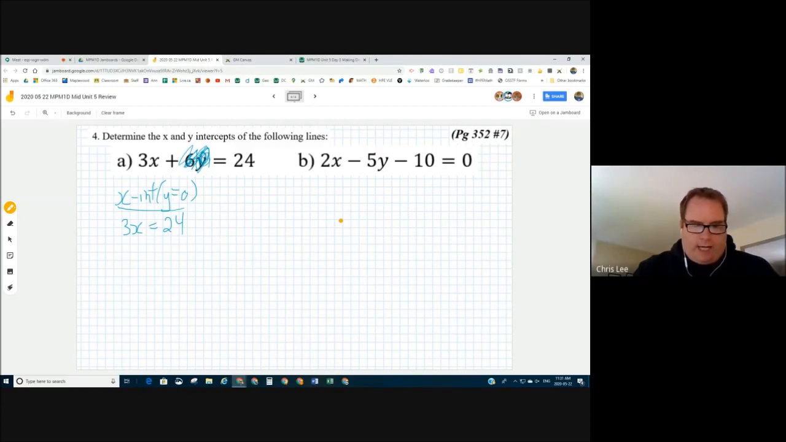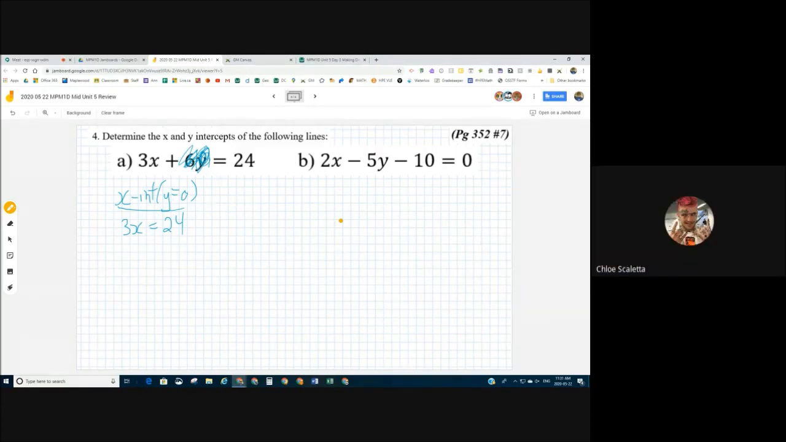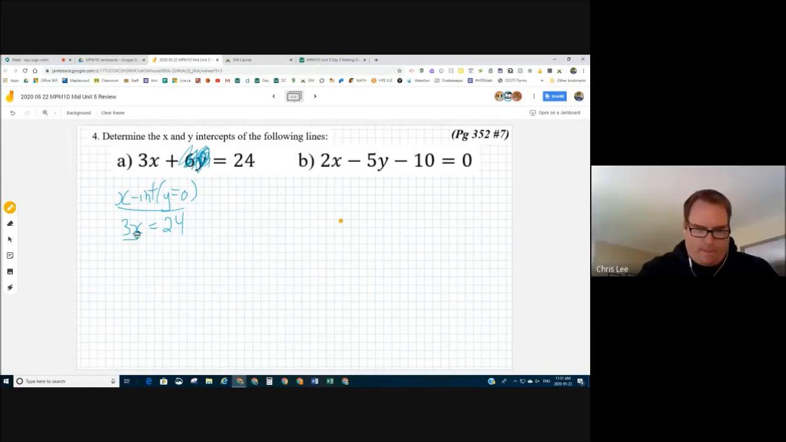And so if I wanted to actually do this, then what's my next step? You then divide by 3. Excellent. And x equals 8. That means the x-intercept is 8.